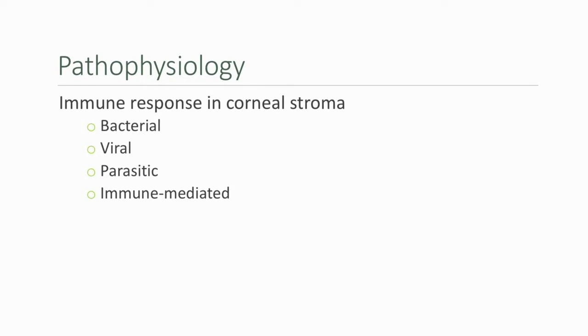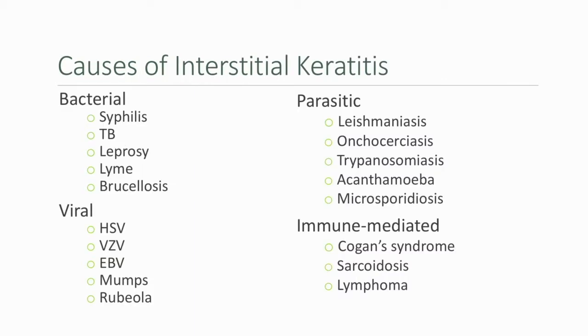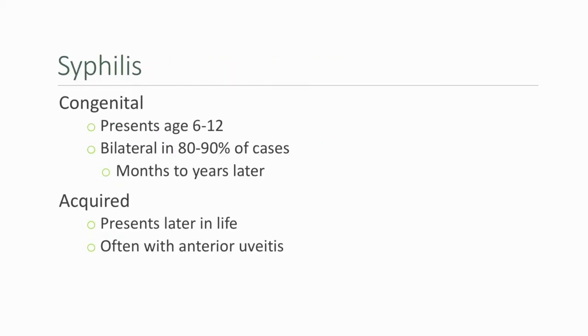Again, the immune response in the corneal stroma can have multiple causes. It can be bacterial, viral, parasitic, or immune-mediated. I'll break that down into some more categories. I do not have time to go over every one of these, but we will highlight just a couple briefly here. Again, syphilis historically has been the most common cause of interstitial keratitis.